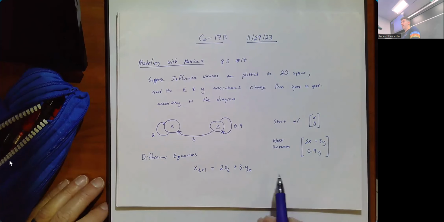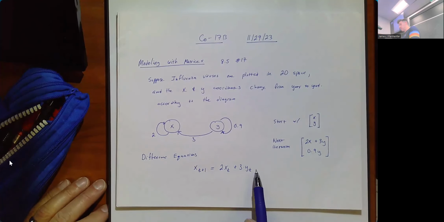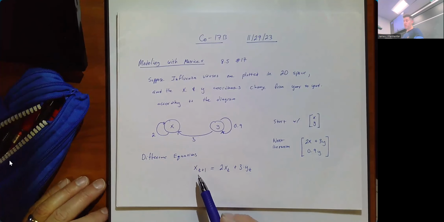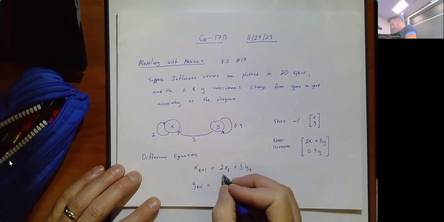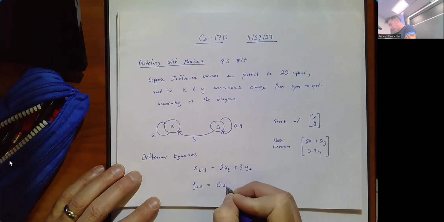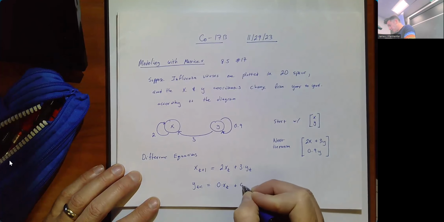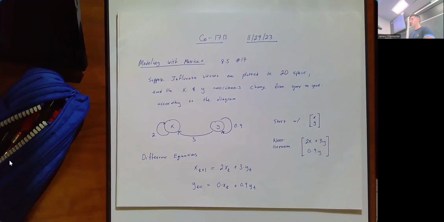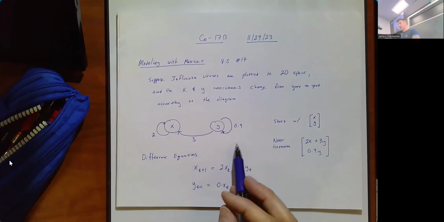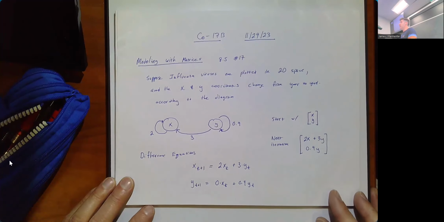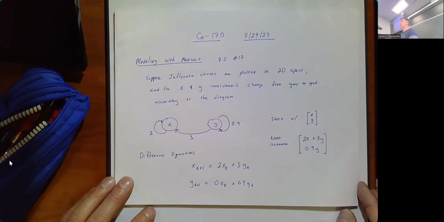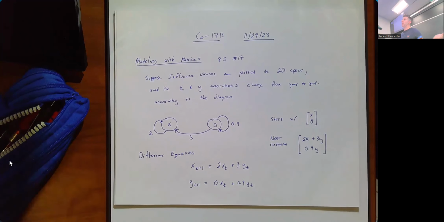So based on whatever you had in the previous year for X and Y, this is what you're going to have for X in the next year. And similarly for Y in the next year, it's going to be 0 times the amount of X we had in the previous year, plus 0.9 times the amount of Y we had in the previous year. So that's how you can take a diagram like this and make it into difference equations. But what I really want you to see is that these difference equations are just matrix multiplication, which is why we're talking about it. It's going to be matrices.